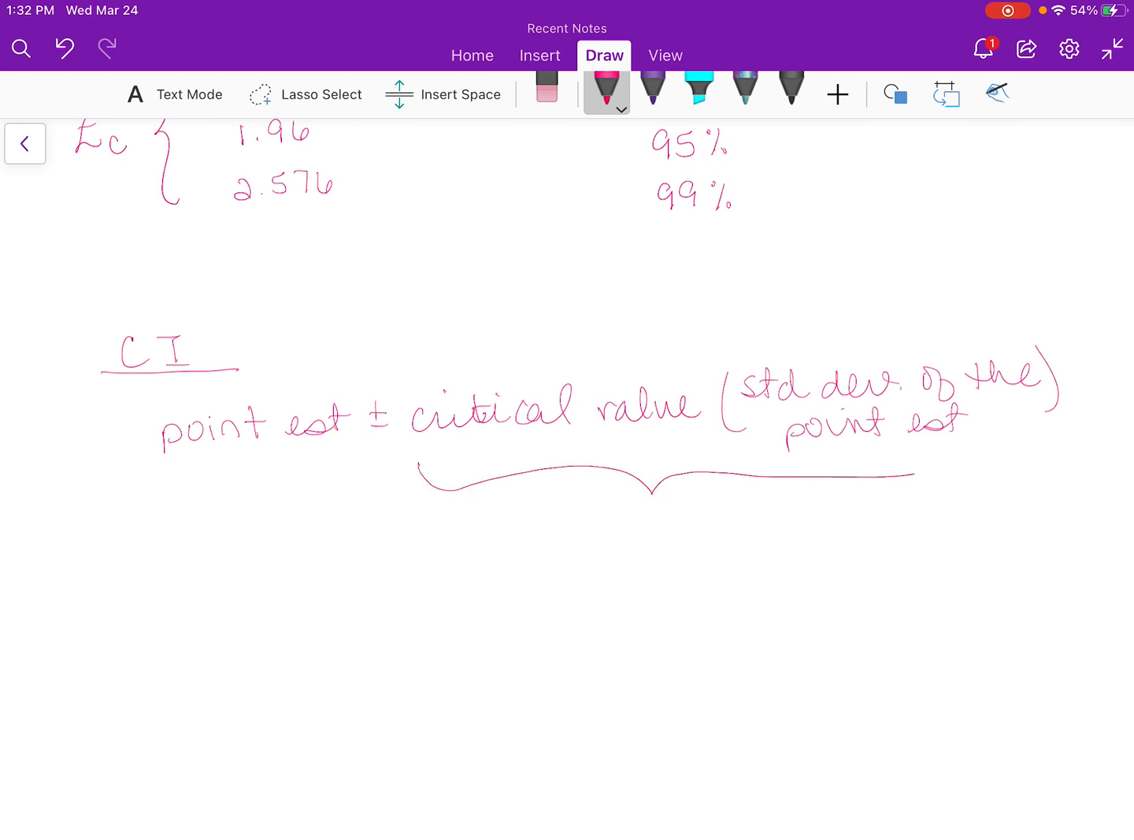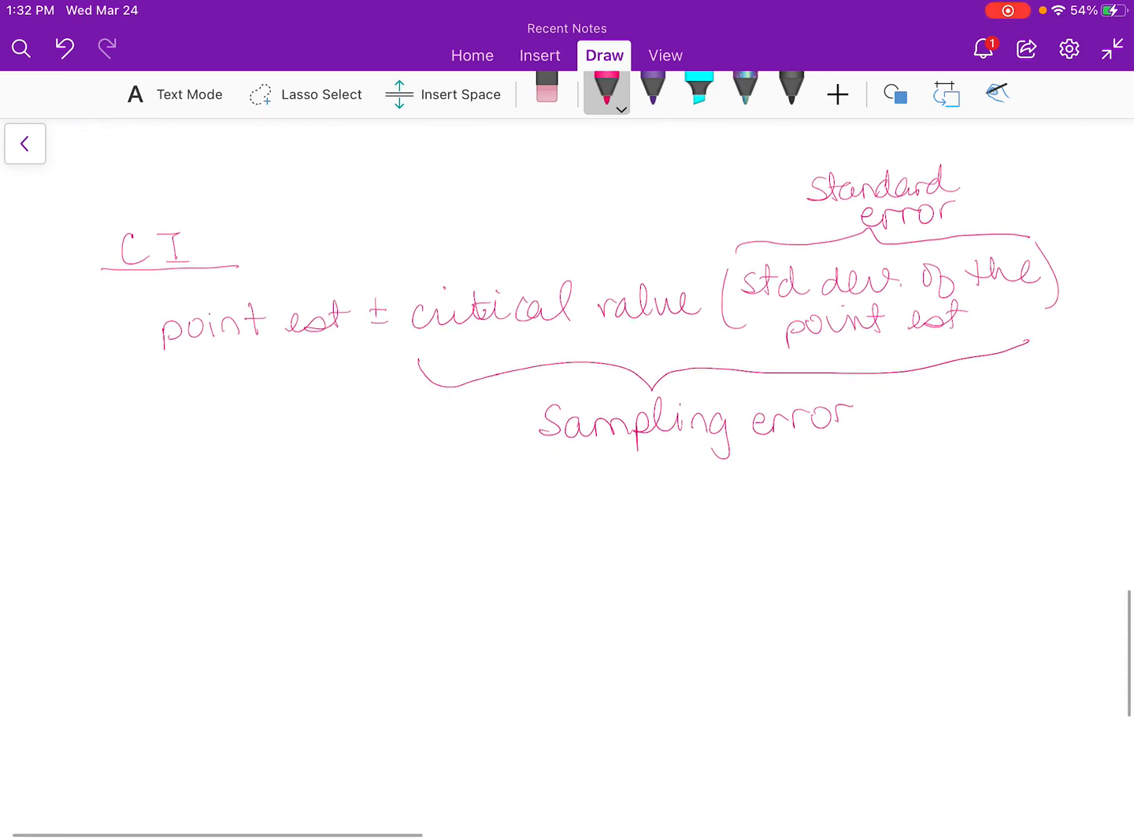This part of the confidence interval is called the sampling error. This part, the standard deviation of the point estimate, is called the standard error. So just for vocabulary purposes, the amount that we're going to go away from the point estimate is the sampling error. In other words, how much error is involved based on a specific level of confidence, because this is a sample that we're basing everything on and not the whole population.